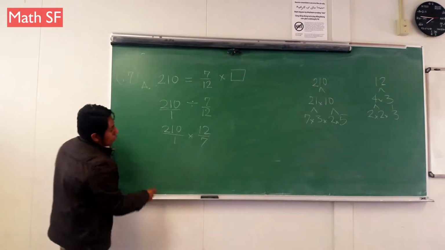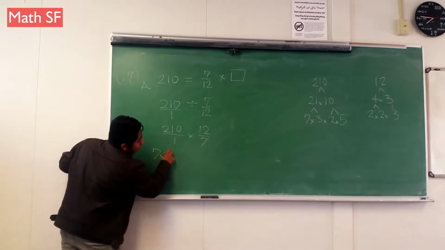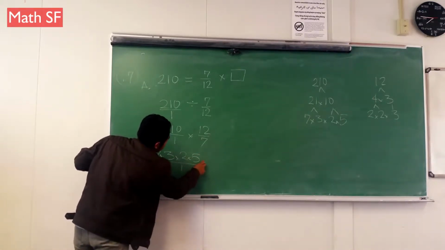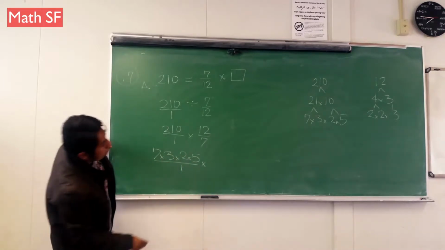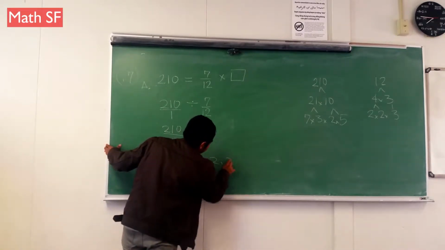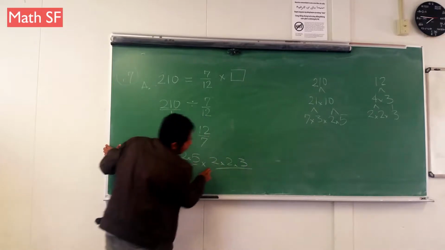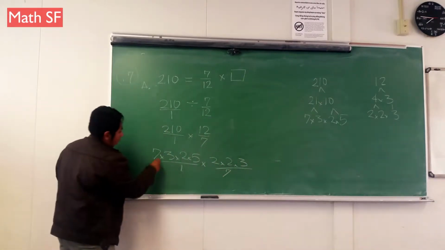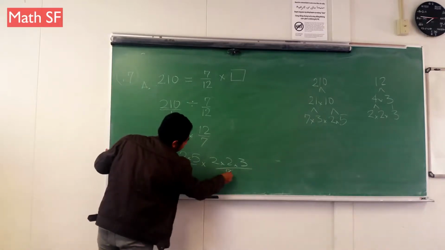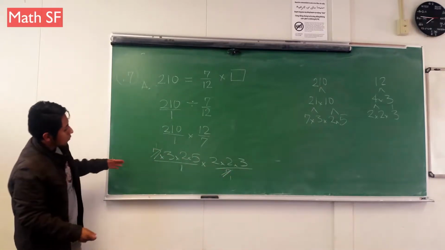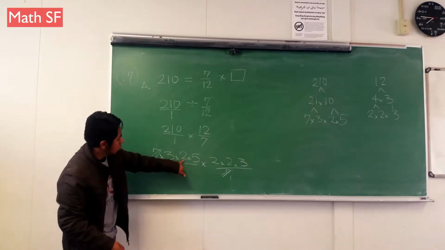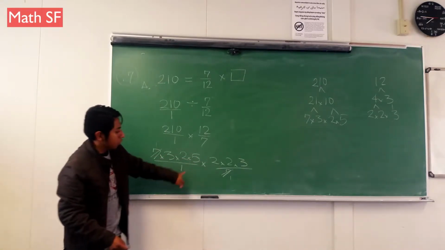So 210, I'm going to write it as 7 times 3 times 2 times 5 over 1. So instead of writing that 12, I'm going to have 2 times 2 times 3 over 7. And let's see what we can cancel here. I have a 7 that can cancel out. I have another 7 that I can cancel out. So now we're only left with this, which is 3 times 2 is 6 times 5 is 30.